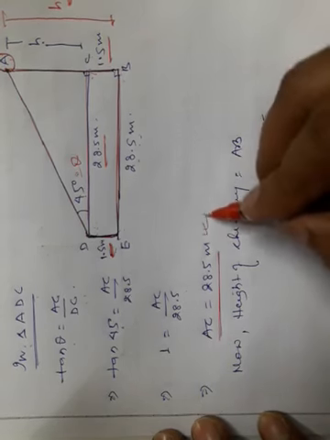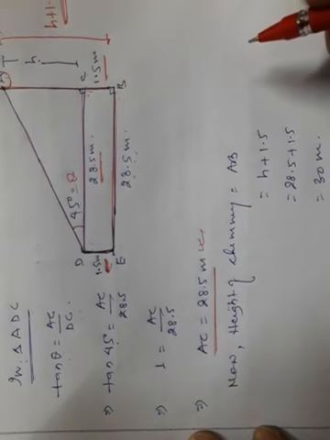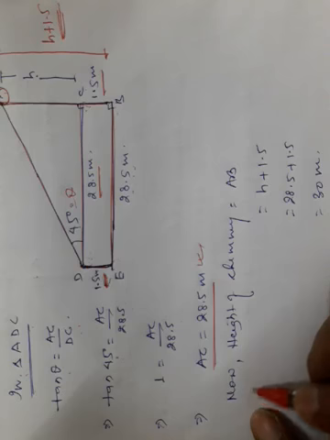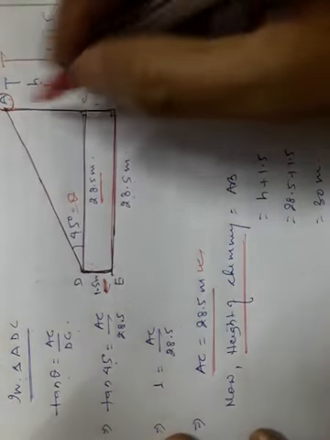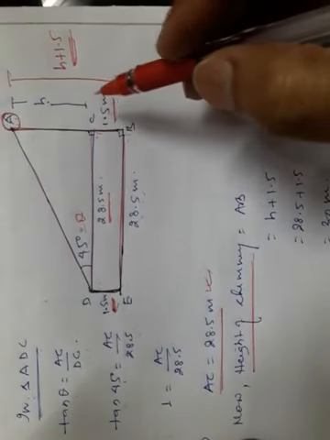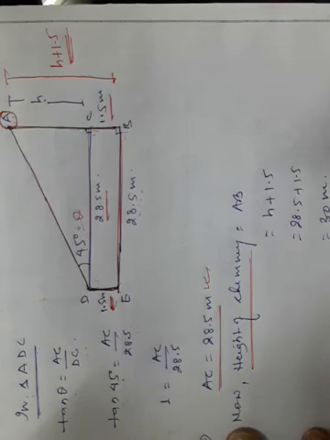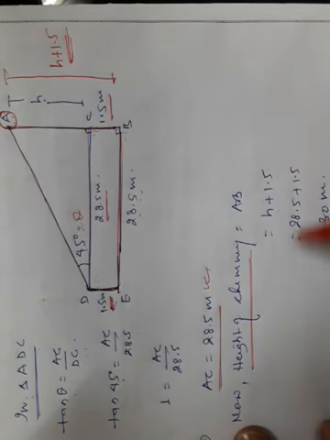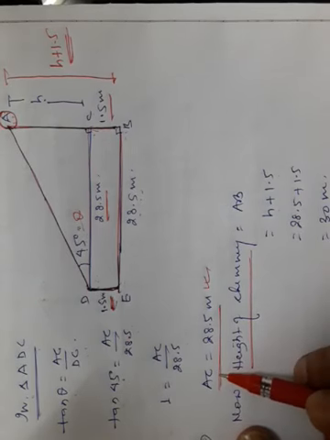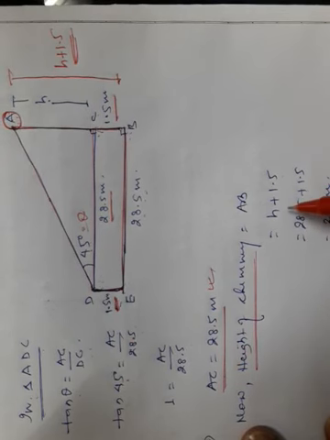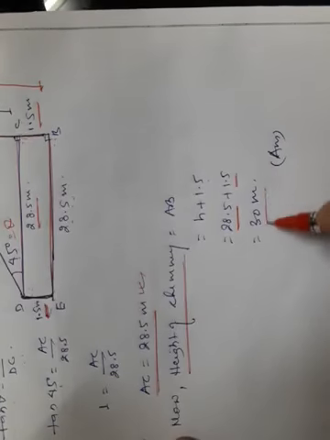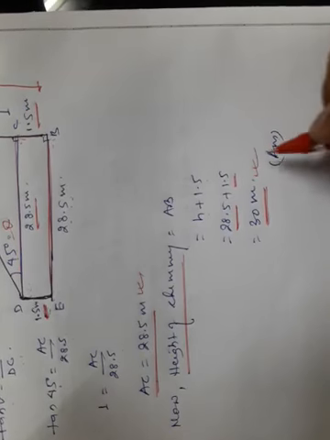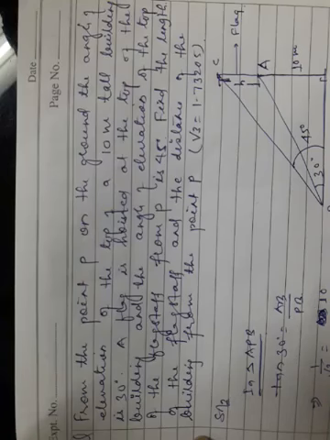But this is not exactly the height of the chimney. Then you will have to find the height of the chimney, which is AB. So AB is calculated as h plus 1.5, and you already got the value of AC, that is h, as 28.5. So 28.5 plus 1.5, its value is 30 meters. So this is the height of the chimney.